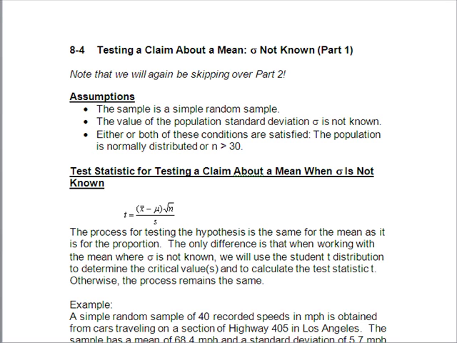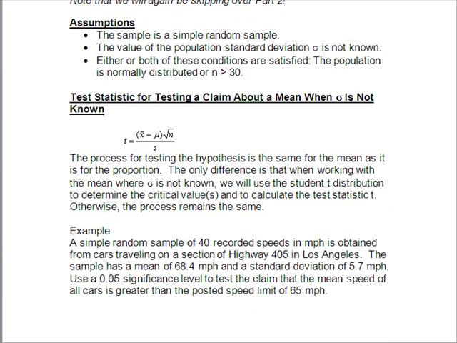So our assumptions in testing a claim about a mean where the population standard deviation is unknown is the sample is a simple random sample. The value of the population standard deviation, sigma, is not known. Either or both of these conditions are satisfied: the population is normally distributed, or n is greater than 30. So that's what's required for us to use the t-distribution.